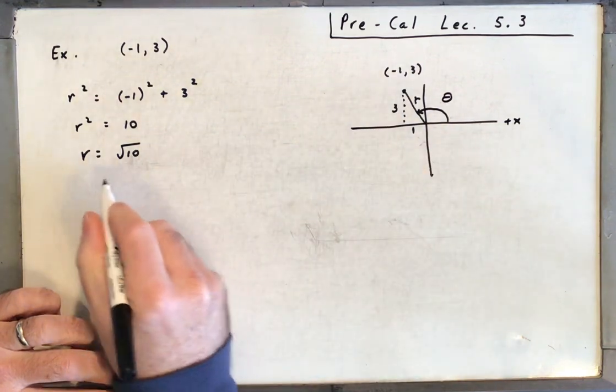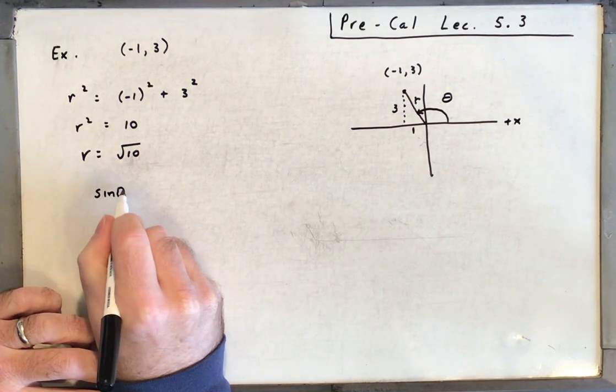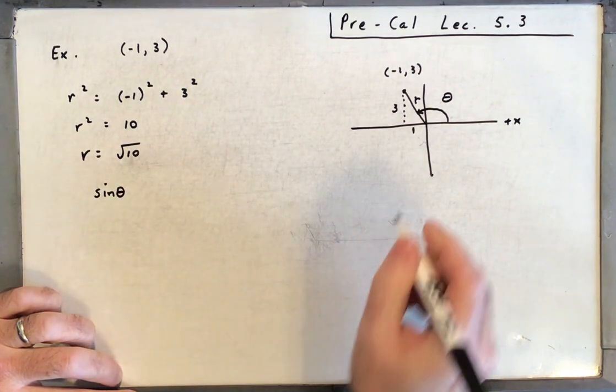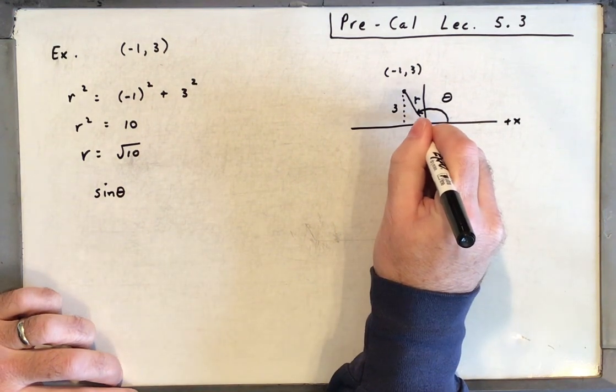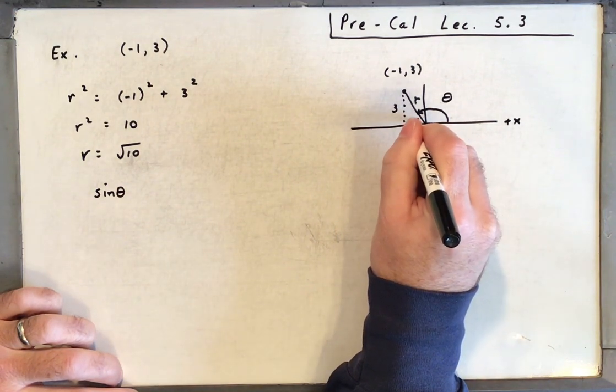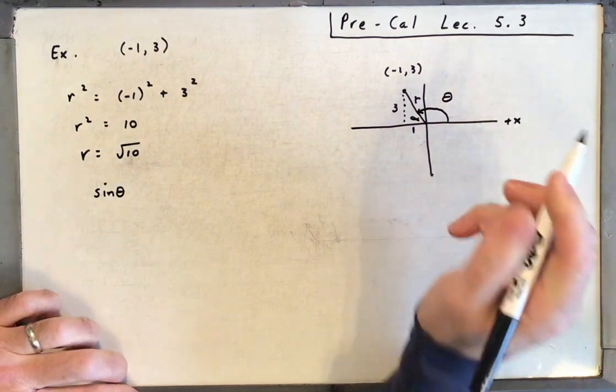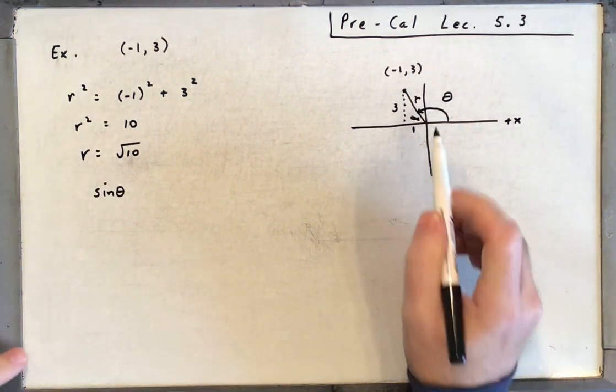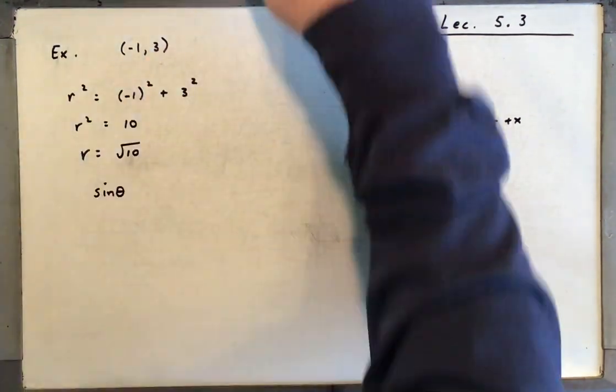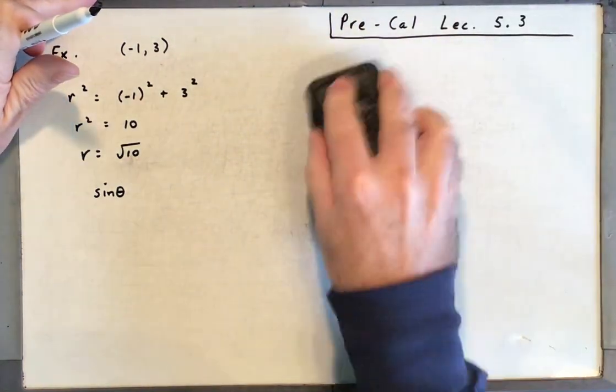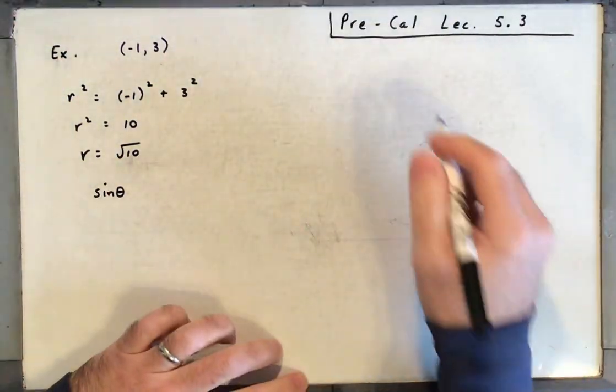All right, so let's get sine theta. Well, what we're going to do is get the trig functions for our reference angle there. We're going to call that alpha, and I know you can't see that. I'm going to draw this whole thing a little bigger, so I apologize for that.